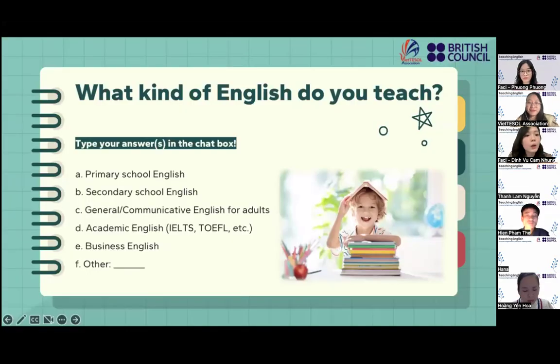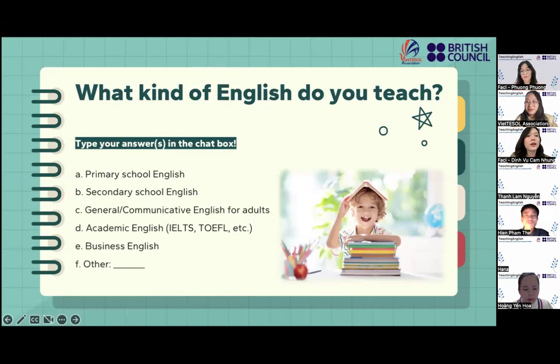Secondary school, or maybe communicative English or test prep. Okay, so we have a lot of teachers from secondary school and high school. A lot of teachers teaching general English, even ESP. Interesting. Yeah, academic English and university level. Okay. And if you teach all of the kinds of English, you can just type A, B, C, D, E. Okay. And if you teach other kinds of English, like maybe English for hospitality, for example, you can type your own answer.